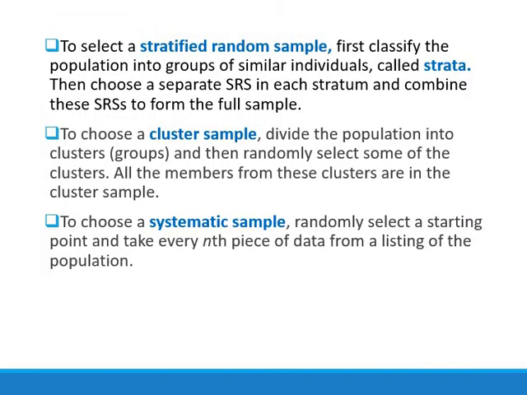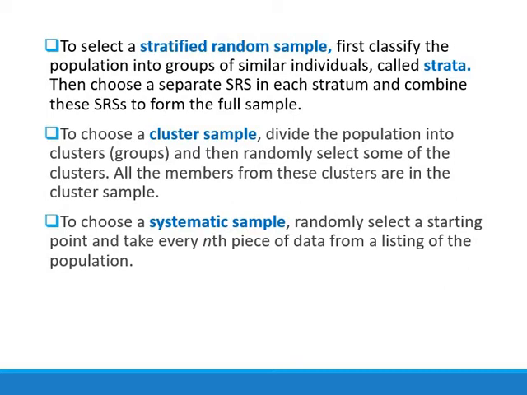Okay, some other types of random sampling, or sampling that involves randomization. To select a stratified random sample, first classify the population into groups of similar individuals called strata. So for example, we could take the 50 states. Okay, so we have these groups of the 50 states, and then we randomly select 25 people from each state. That would be stratified sampling.